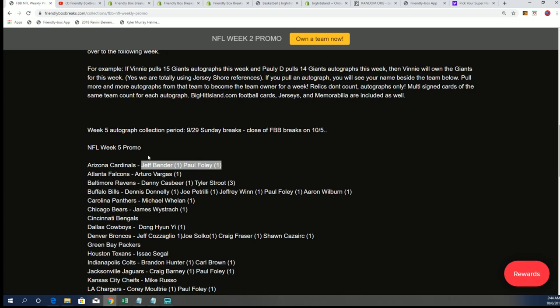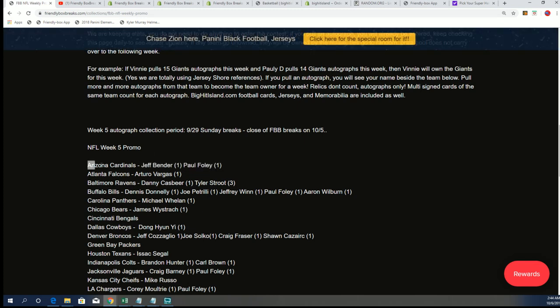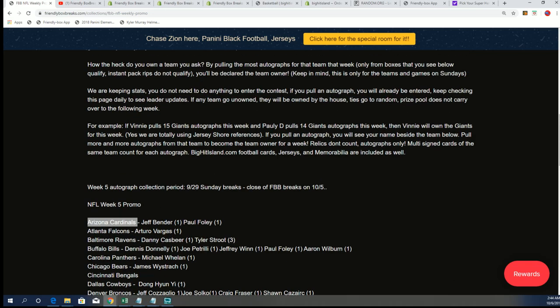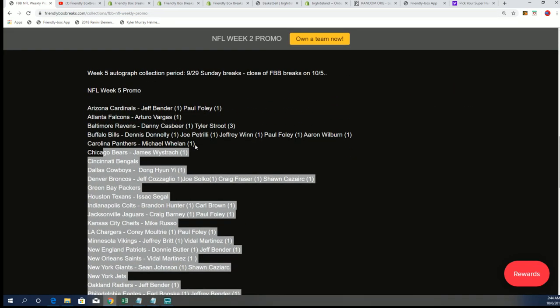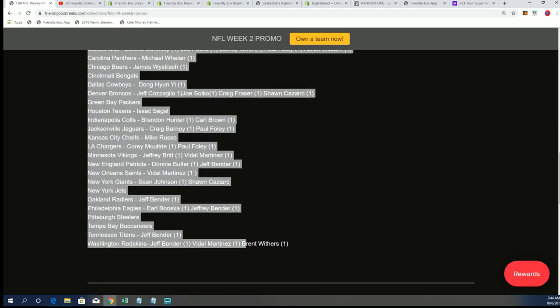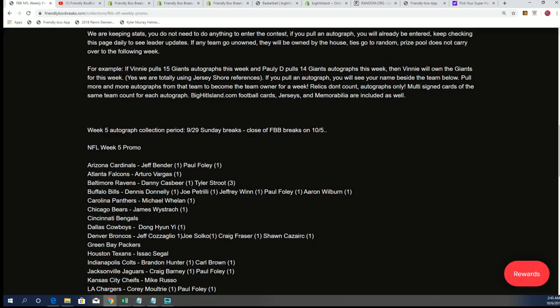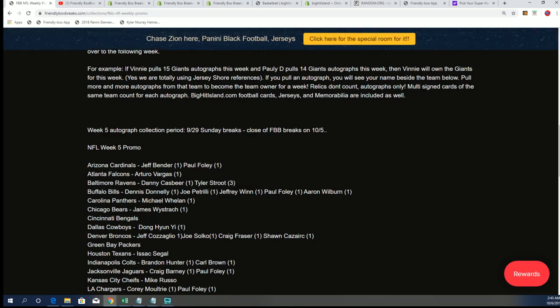And then you have a chance to own that team. If you have the most autographs for that team, you will own that team that plays on Sunday. All these teams are just Sunday teams. They're not Monday night, they're not Thursday night. They are Sunday teams playing on Sunday. And you get a chance to own them when you own the most autographs.